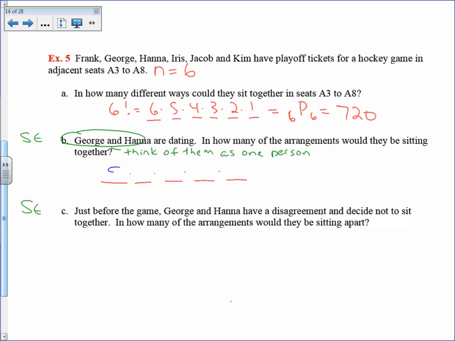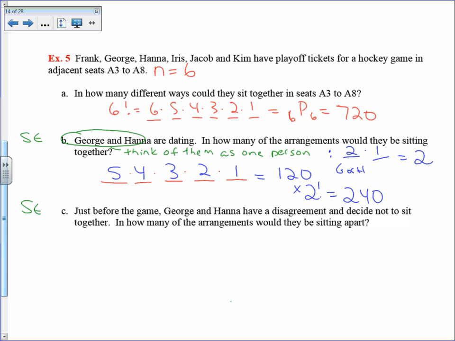So 5 times 4 times 3 times 2 times 1, which is 120. But it can be George and Hannah or Hannah and George. So there's 2 factorial ways of arranging them. If we think of them as one person, there's still 2 ways of arranging them. So we take that 120 and times it by 2 to get 240. Really, we times it by 2 factorial.